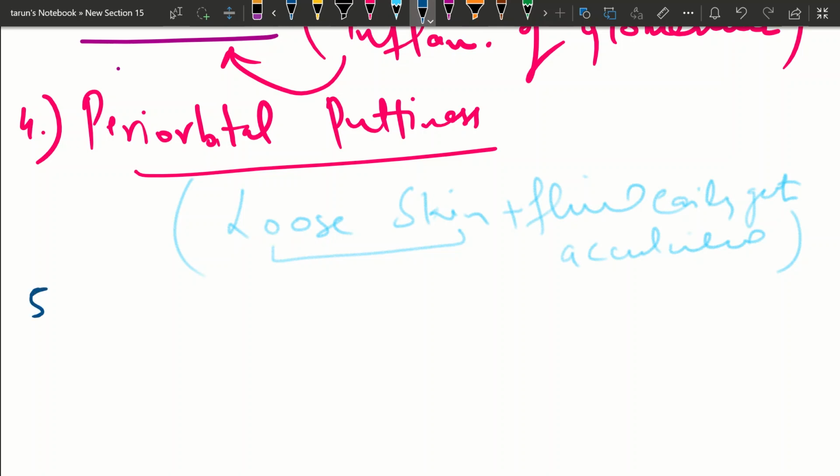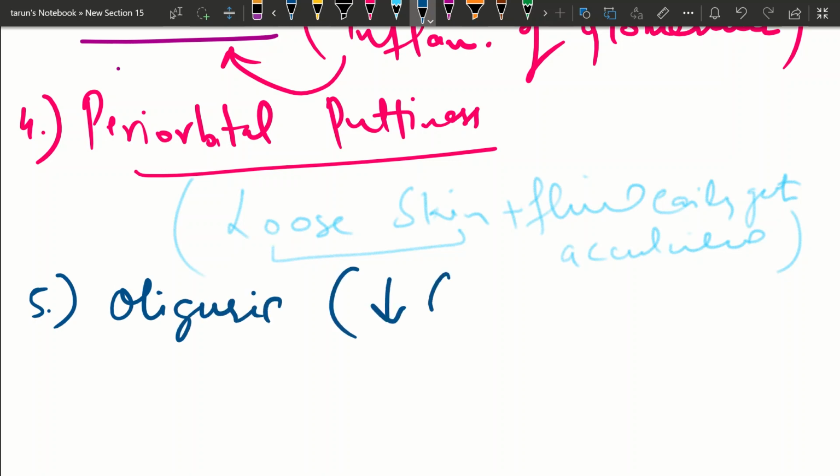Also there occurs the oliguria. There is a decrease in the urine production, and it occurs because of the reduction in the glomerular filtration rate. Because of the reduction of glomerular filtration rate, there occurs the oliguria.